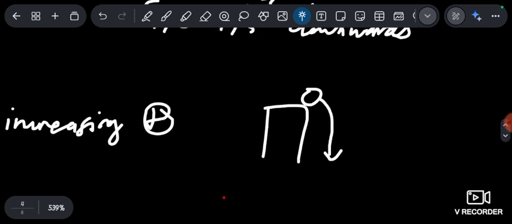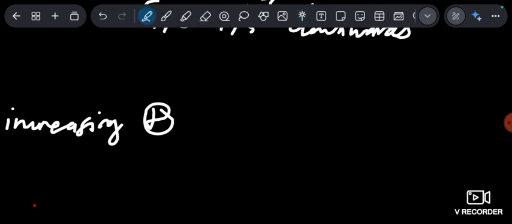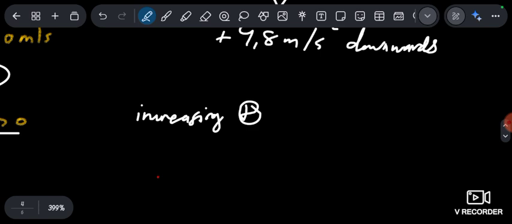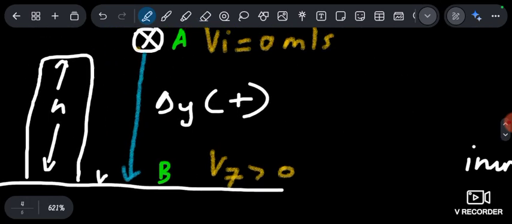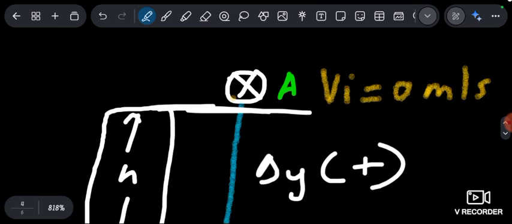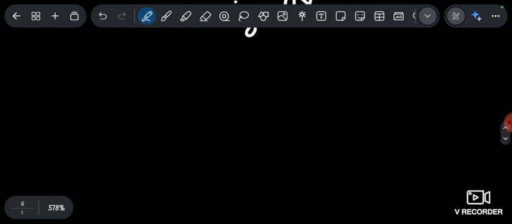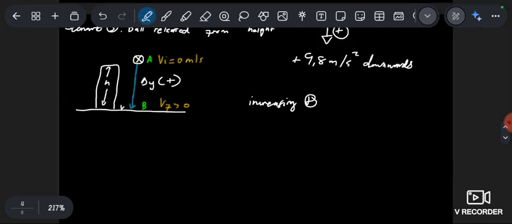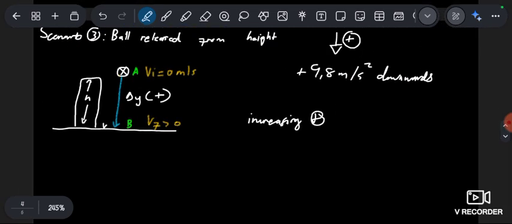So when you draw your position-time graph, you also have to show that the displacement is increasing. This is when you take this point, the height, as the 0 reference. But if you take the ground as the 0 reference, I'm also going to be showing you what we do.